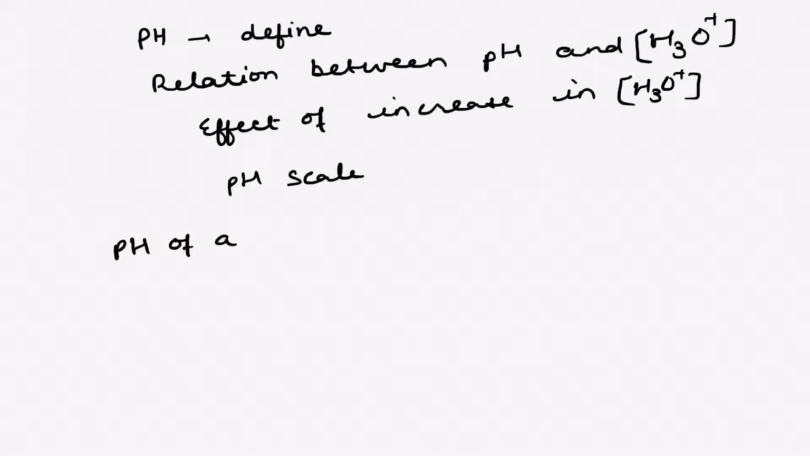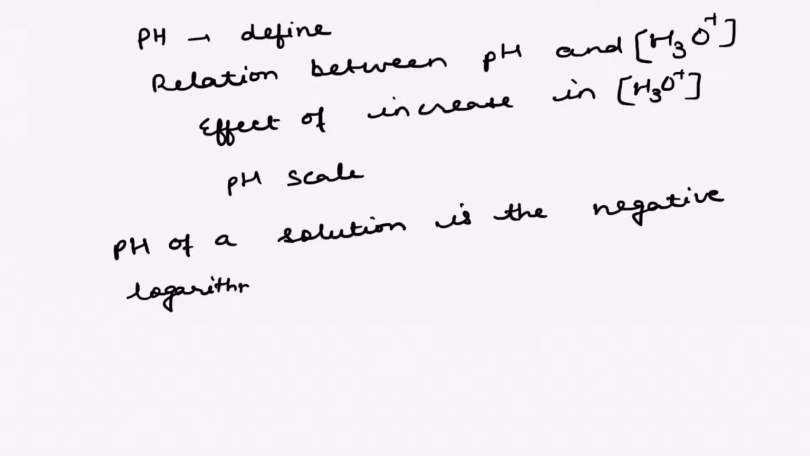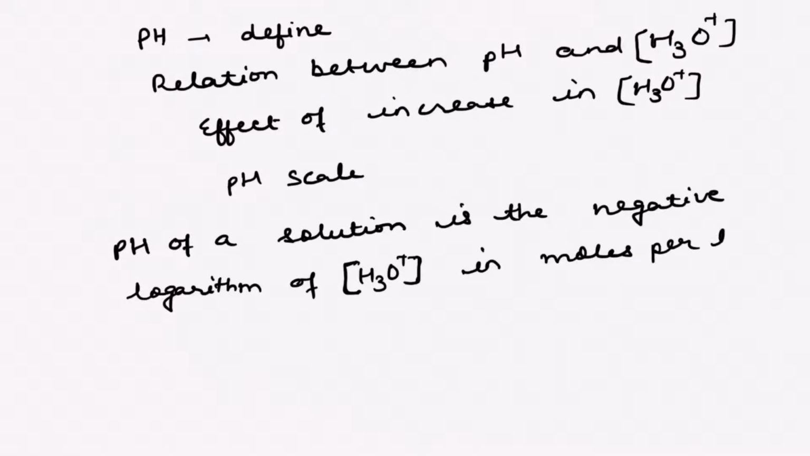pH of a solution is the negative logarithm of hydronium ion concentration. Whenever we write this in square brackets, it is obvious that it represents concentration, and this concentration is in moles per liter. Concentration in moles per liter, right?